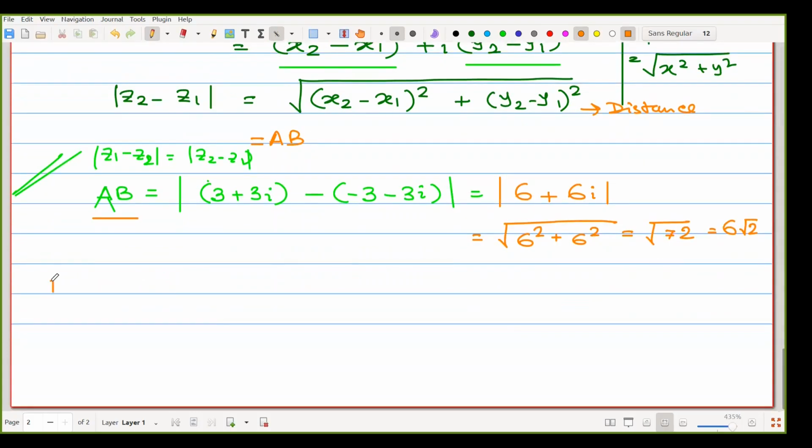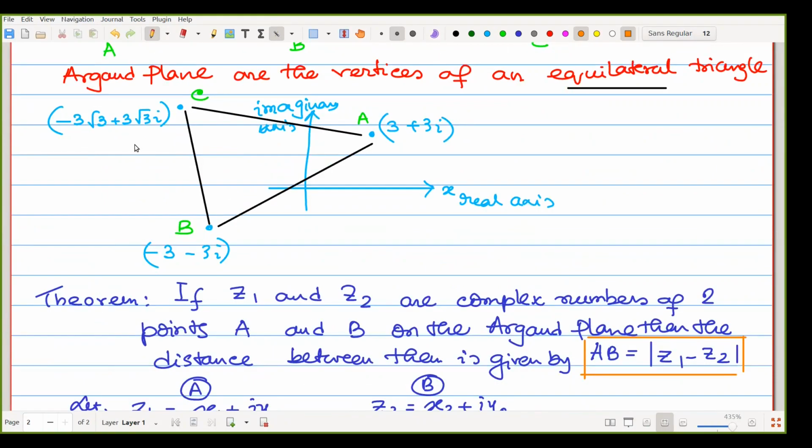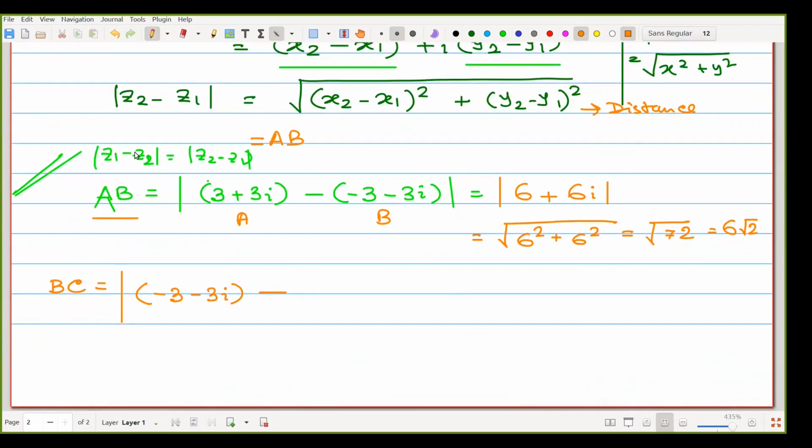That means BC. Which one was our B? That one was our A, that one was B. So we are writing here minus 3 minus 3i minus (minus 3 root 3 plus 3 root 3i). So at first calculate the inner portion.